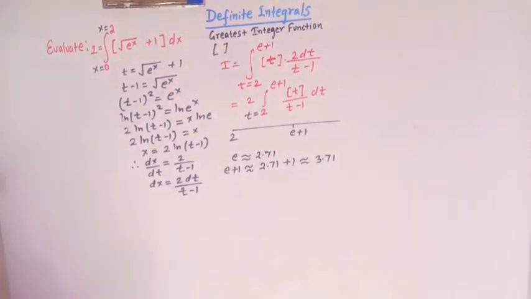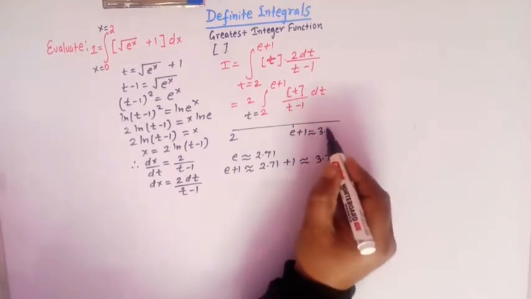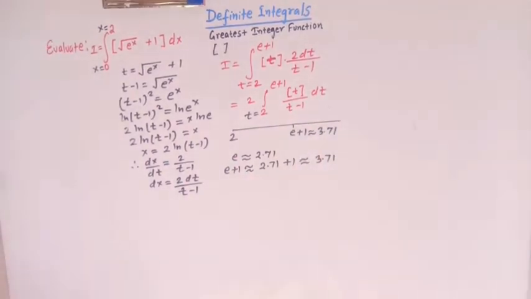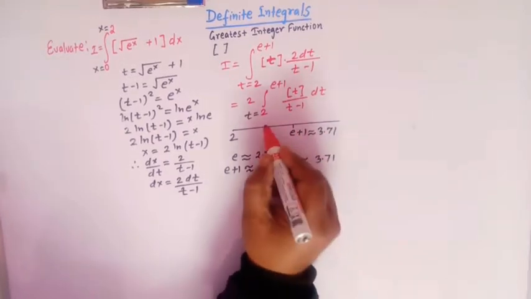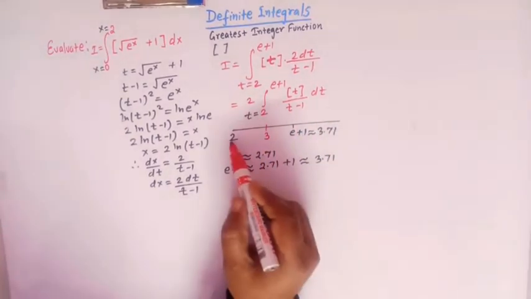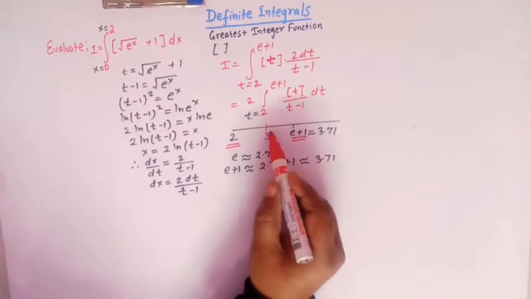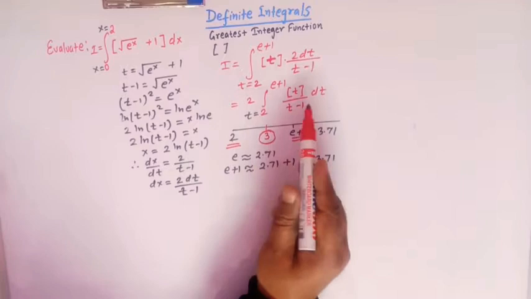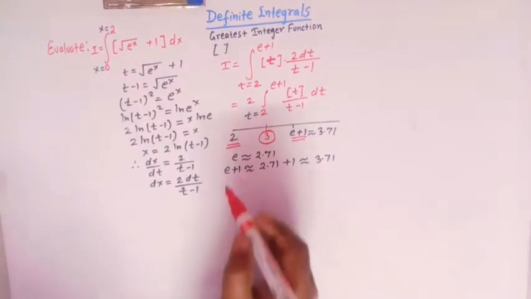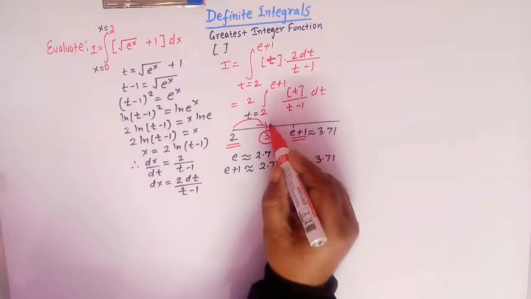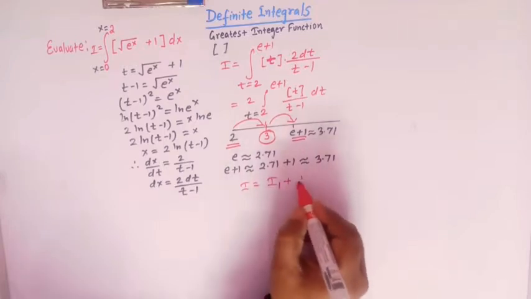Okay, so viewers, the approximate value of e plus 1 is 3.71, and the integer 3 comes after 2, so 3 lies somewhere here, right? Between 2 and e plus 1, we have the integer 3, so we have to break this integral as a sum of two integrals. One is from 2 to 3, and the other is from 3 to e plus 1. So now I can be written as I1 plus I2, right?